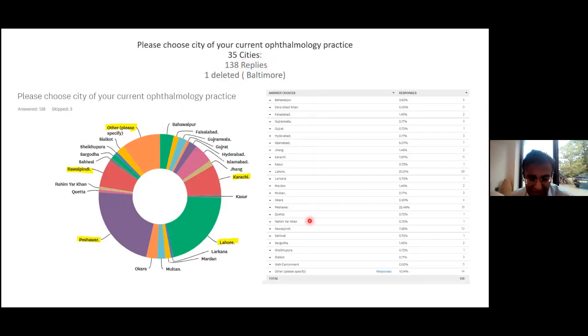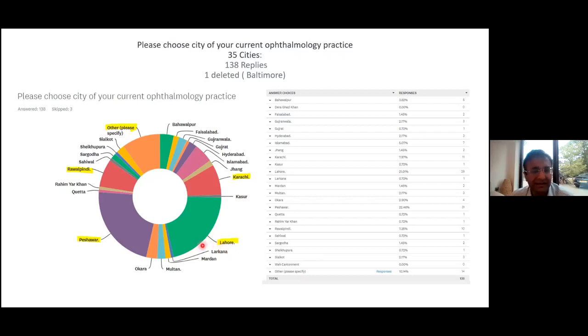The options of cities that were given here, from Bahawalpur to Wakand, were arranged in alphabetical order, but they were taken from the population census of Pakistan. And these were the 24 most populated cities, representing the 24 most populated cities of Pakistan. The last option was other cities, which allowed people from less populated cities and villages and smaller areas to contribute to the survey too.